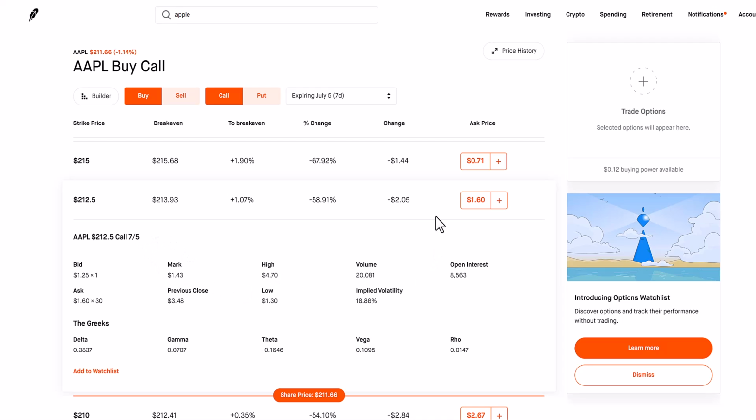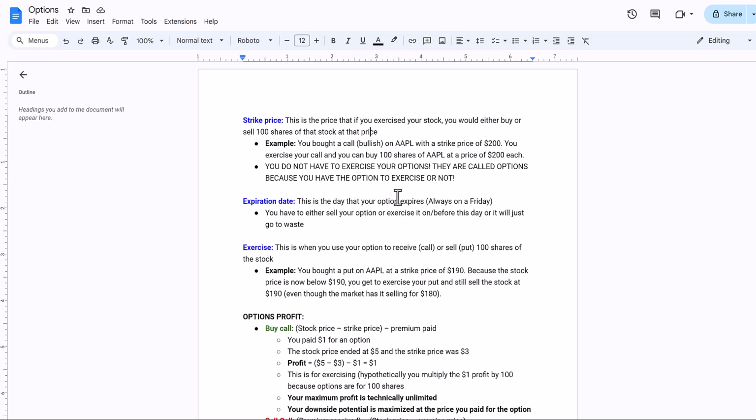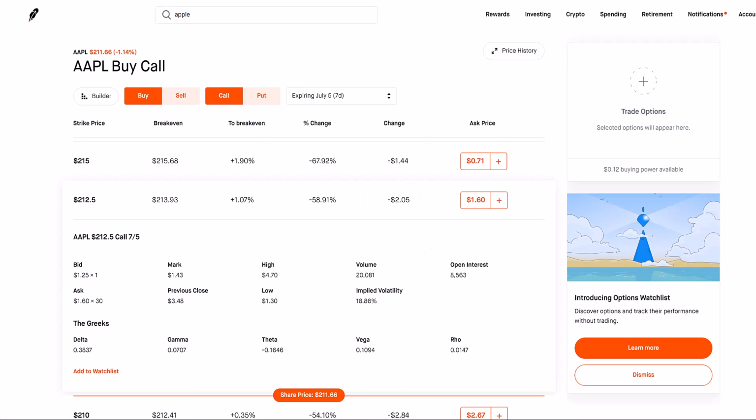All right. It expires on July 5th. That is your expiration date. This is the day that your option expires. It's always on a Friday. You have to either sell your option or you have to exercise it on or before this day, or really it's just going to go to waste. So let me talk about the strike price.